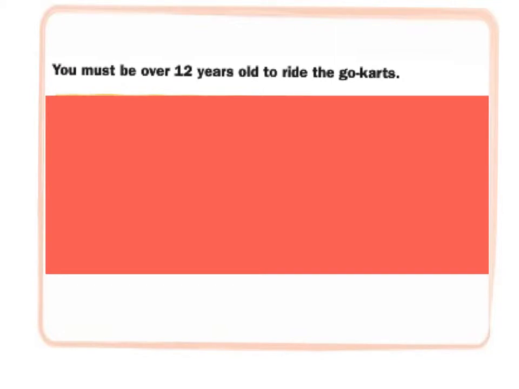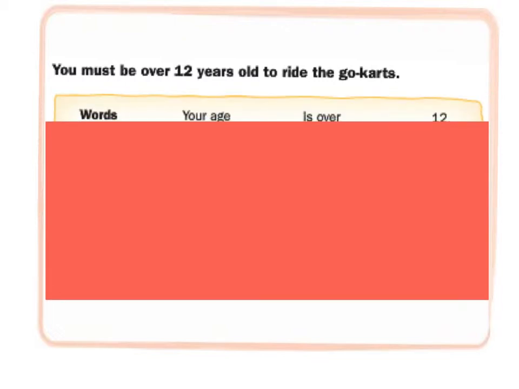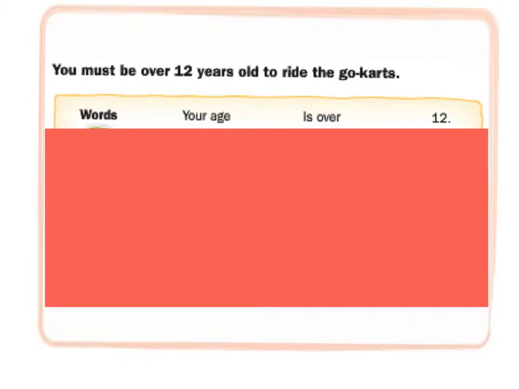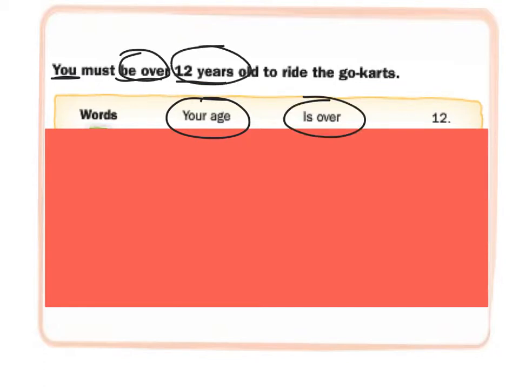All right, in your lesson or in your homework, you're going to be given a set of words or a problem, and then you need to make it into an inequality. So: you must be over 12 years old to ride the go-karts. In words, your age must be over 12. So looking back at my problem, your age must be over 12. Okay, so I put it in words.